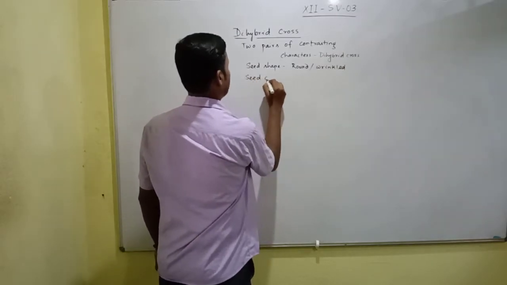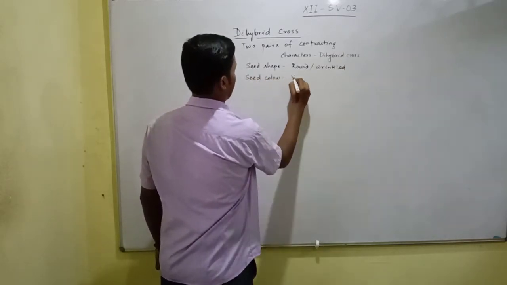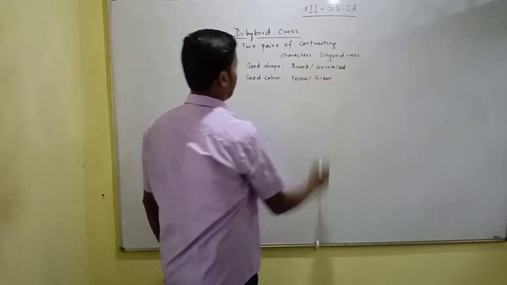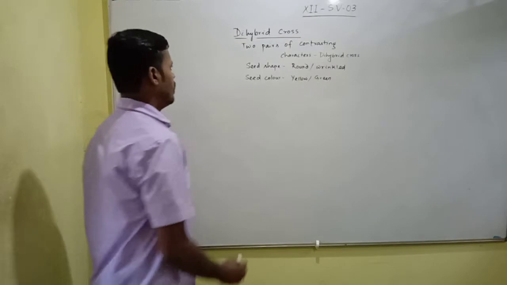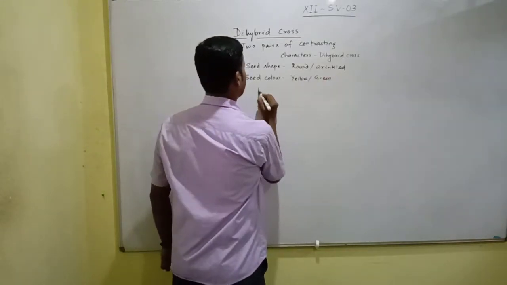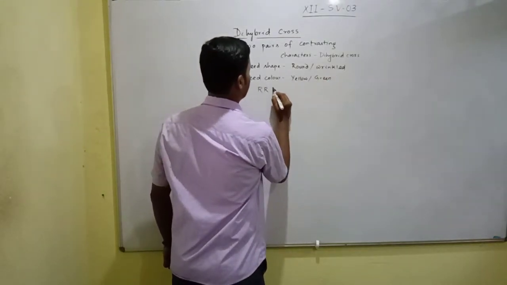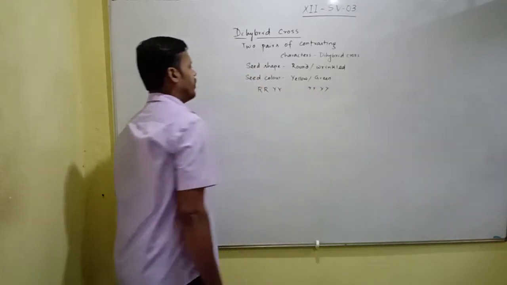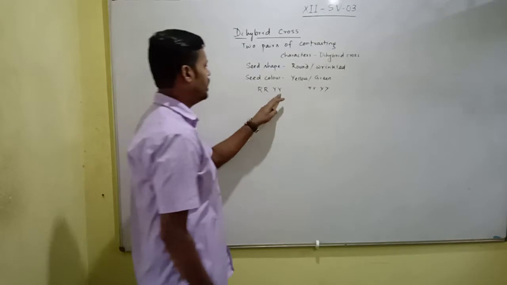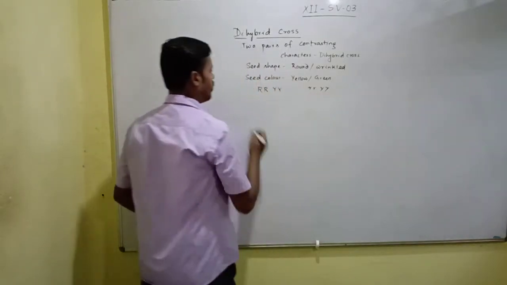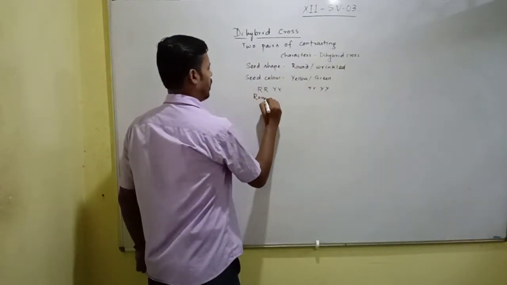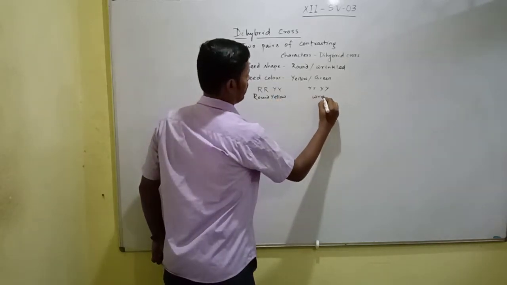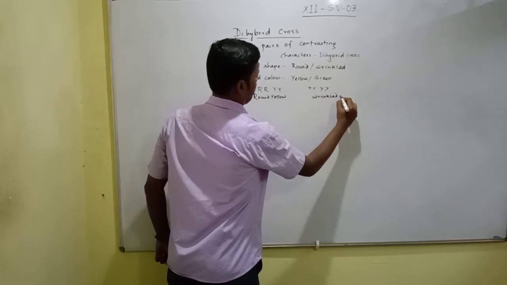And seed color, yellow and green. For the corresponding characters or traits, the genes are like this. Capital R, capital R, capital Y, capital Y, and small r, small r, small y, small y. So this will be your round yellow parent. This will be your wrinkled green.